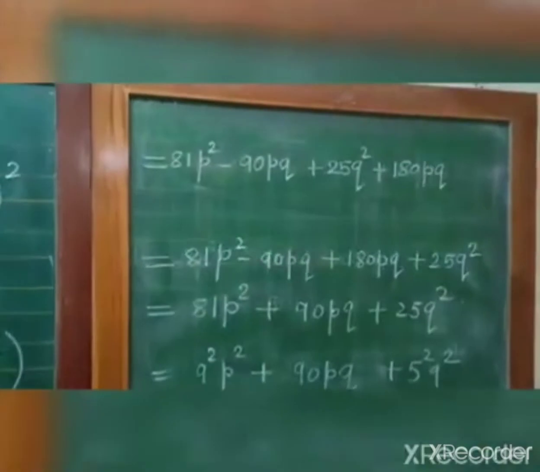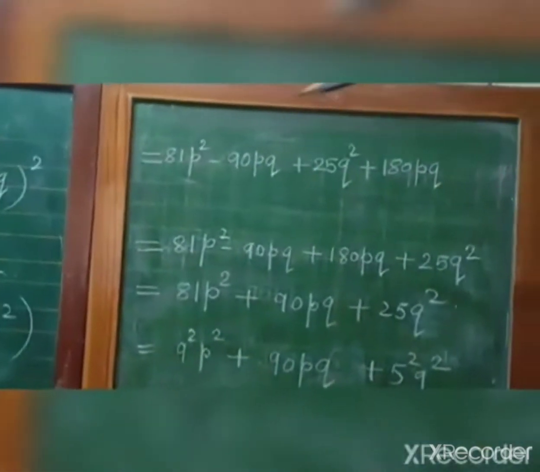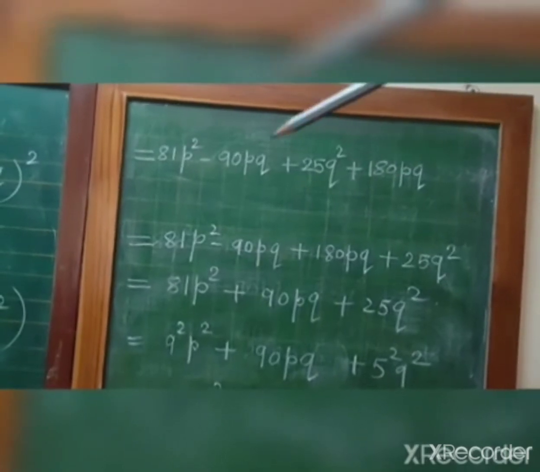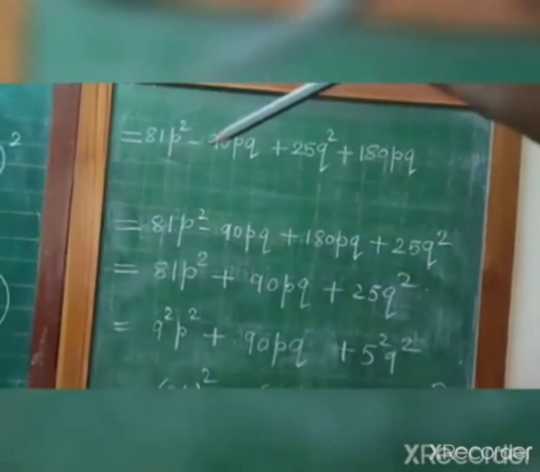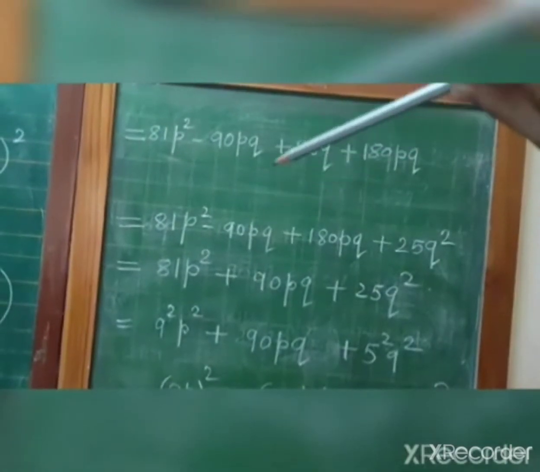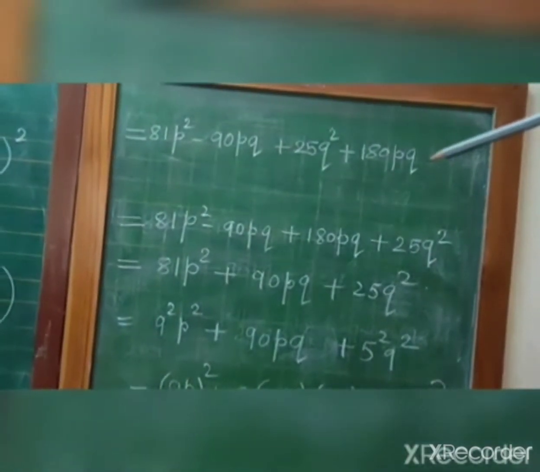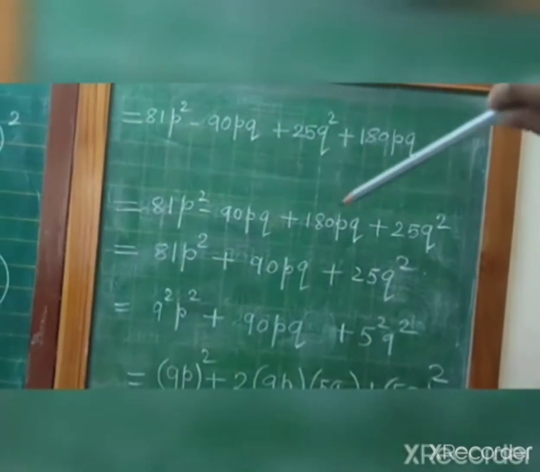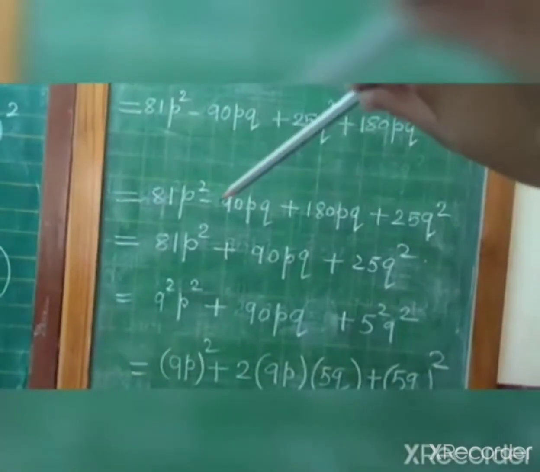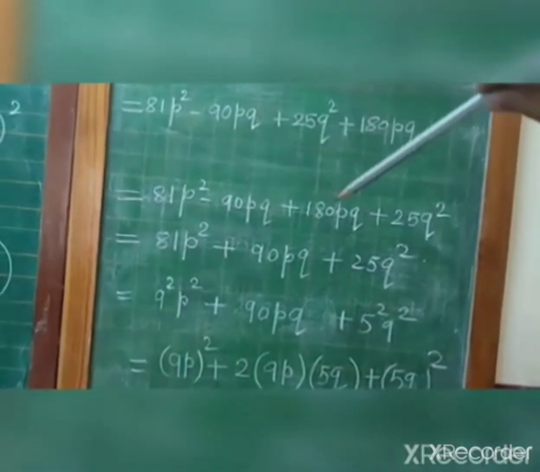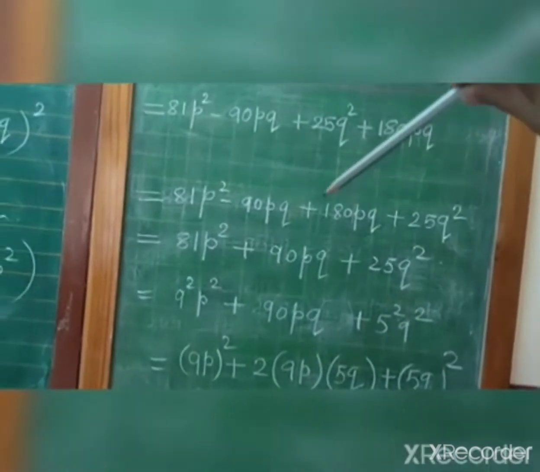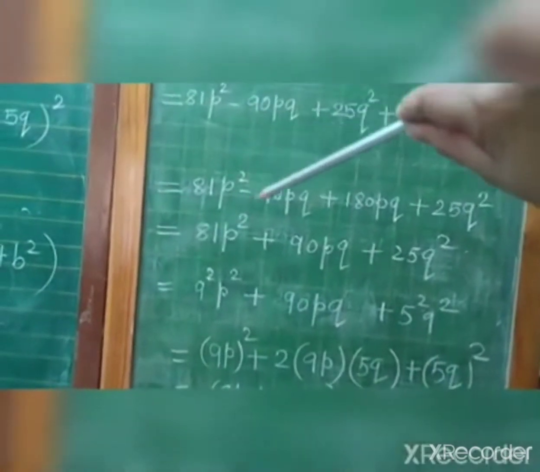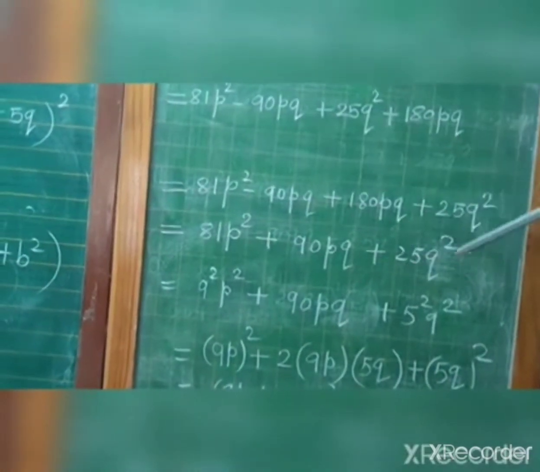So that you can see here. 81p square minus 90pq plus 25q square plus 180pq. Here equate the like terms. So 81p square minus 90pq, the like term of 90pq is plus 180pq, plus 25q square. Here both the terms are same but with opposite signs, so subtraction operation will be taken, and the greater number is 180, with a positive sign before that, so plus 90pq.